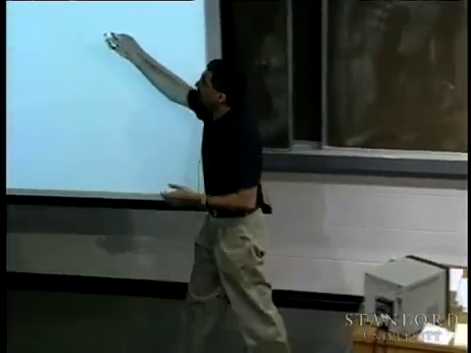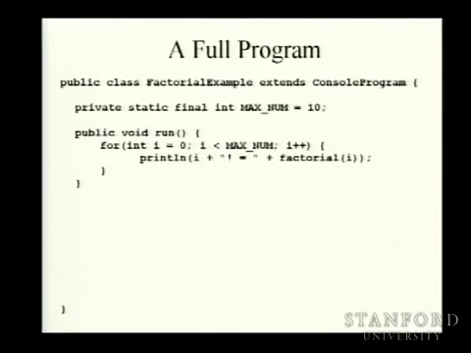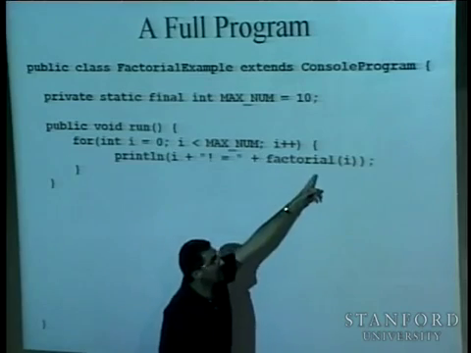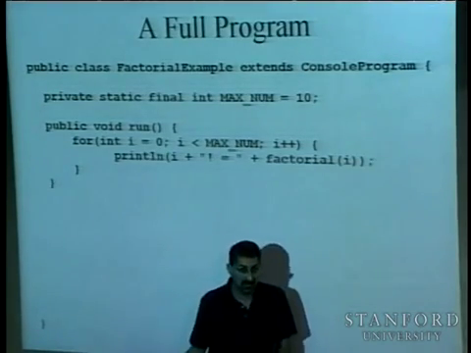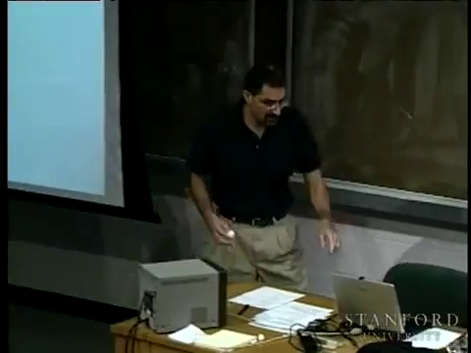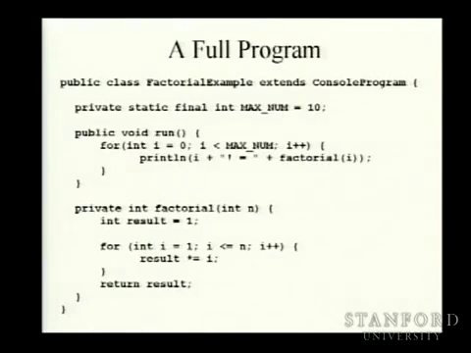Well, in my program, I'm going to have some run method that's going to count from 0 up to max num and write out all the factorials. It'll say 0 factorial is this, 1 factorial is this, 2 factorial is this, by calling a method called factorial, passing in the value of the thing I want to compute the factorial of. How do I compute the factorial? Well, I just add some method. This puppy's going to return an int. Its name is factorial. It's going to take an n, the thing I want to compute the factorial of.